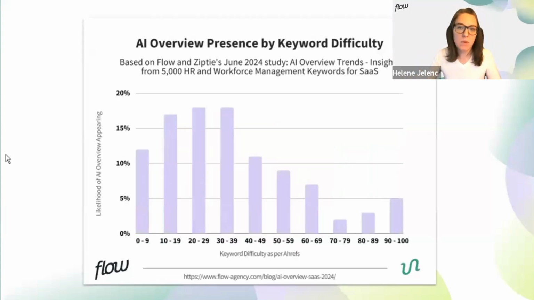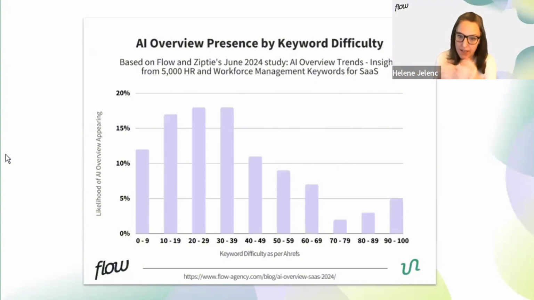And then on that same note, when we're looking at keyword difficulty, we saw that the higher the difficulty, the less likely AI overview was to appear. We have a bit of a sweet spot here between difficulty 70 and 79, where it appears 2% of the time. These are very competitive keywords. These are bottom of funnel keywords.